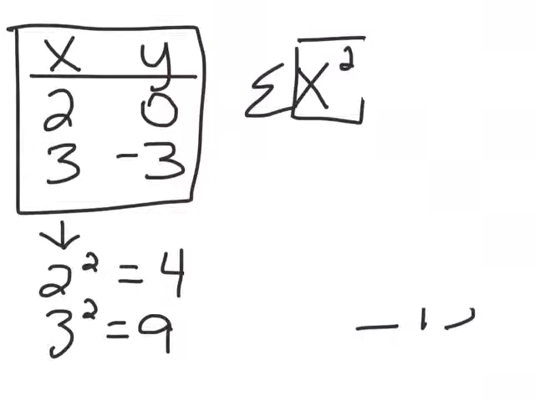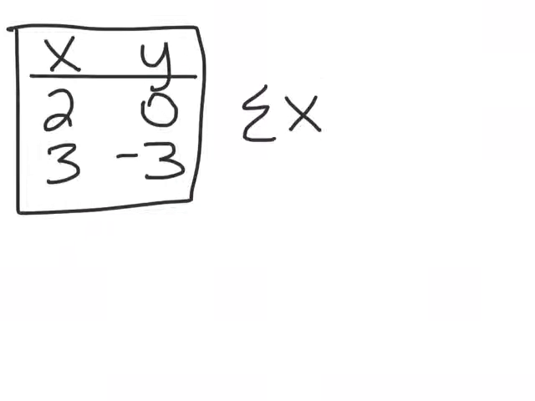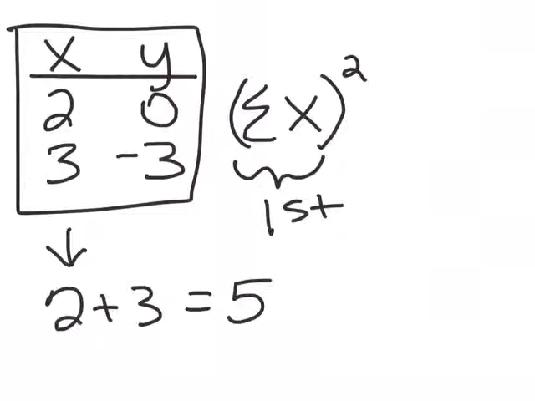Okay, so we have that sum of x squared. But what happens if we put parentheses around that? So now we have the sum of x, parentheses, squared. It kind of looks similar, but it is not. We have to make sure that we're dealing with what's in the parentheses first. So we have the sum of x within parentheses. Ignore everything else. We need to deal with this first, the sum of x. If we look at x values, it ends up being 2 plus 3, and that's 5.